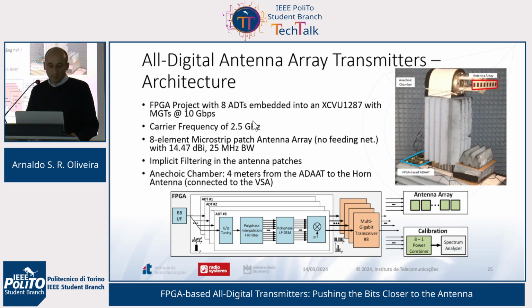Then we have an 8-element microstrip antenna. We have implicit filters on the antenna elements, and we did the experiments in our anechoic chamber. In this picture we can see that we have the baseband, and then the number of transmitters corresponds to the number of antenna elements, because each transmitter drives a different antenna element.